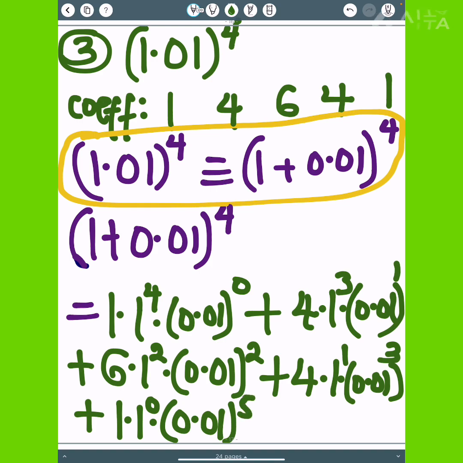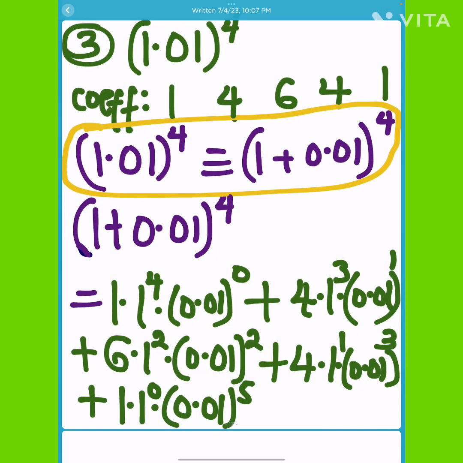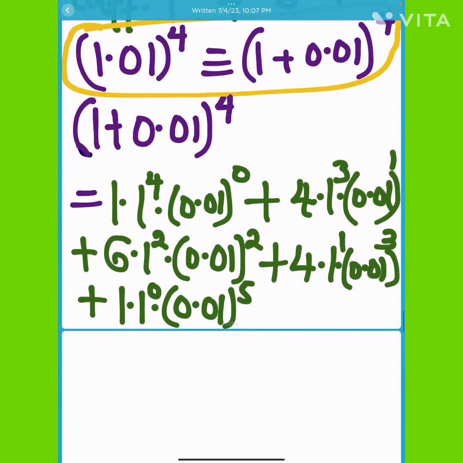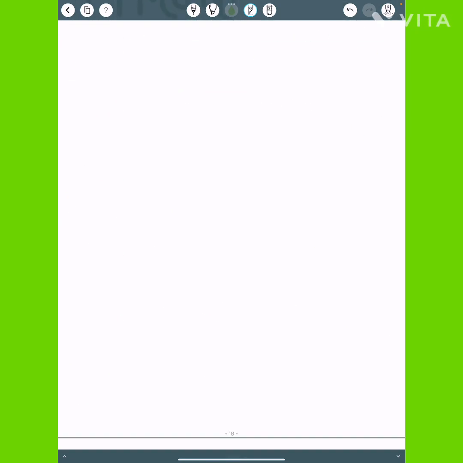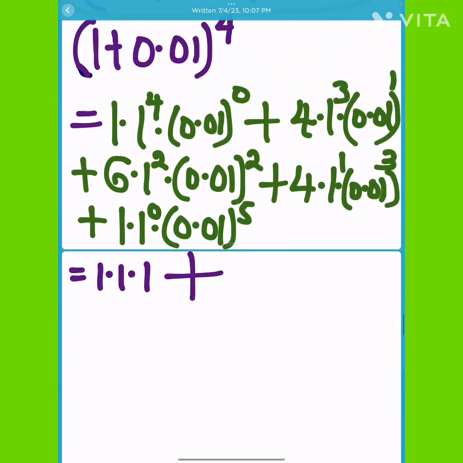So these are my terms. So from here, you can easily see the answer for the first term is 1 times 1 times 1, because 1 raised to power 4 is 1, and this raised to power 0 is also 1. So my first term will simplify into 1 times 1 times 1, plus, what will my second term simplify into?